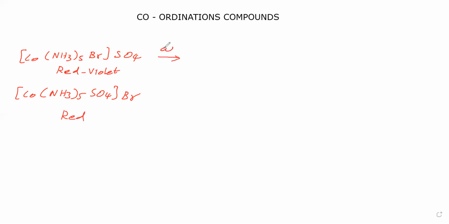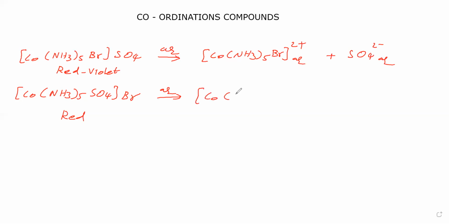This complex will dissolve in water, and this complex also will dissolve in water. This complex is dissociating to give ions. What are the ions? [Co(NH3)5Br]2+ ions and SO4 2- ions. This one we will dissolve in water, and it is dissociating to give ions, that is [Co(NH3)5SO4]+ and Br- aqueous.